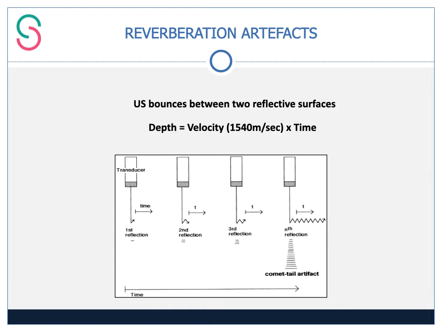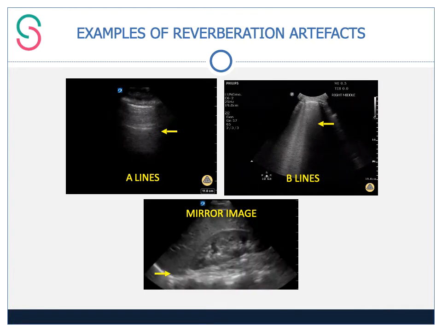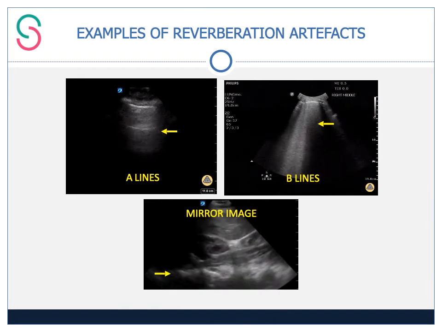Now what happens is that the machine assumes that the returning sound waves are coming from deeper and deeper structures within the image, rather than from the same structure repeatedly backwards and forwards. And what it therefore does is that it generates a corresponding image on the screen of a repeating artifact. And we'll see some of these artifacts in the next few slides. So these are some of the common types of reverberation artifacts that we see in lung ultrasound.